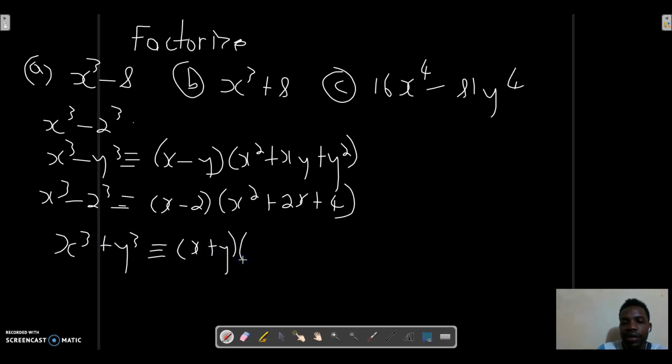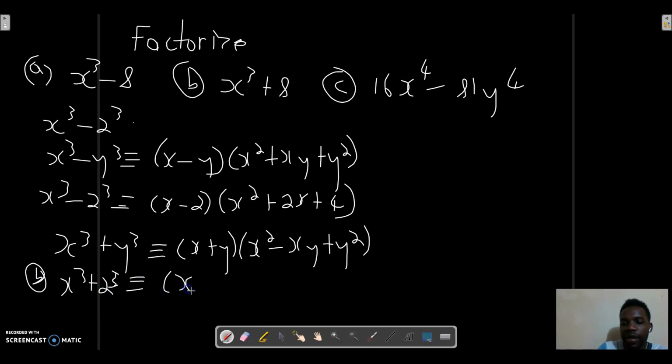Basically the terms are the same, but you have the signs alternating. So we start with a plus in the first bracket. We have x squared and becomes minus xy plus y squared. So when I have, for example, x cubed plus 2 cubed, the same concept is going to be translated.